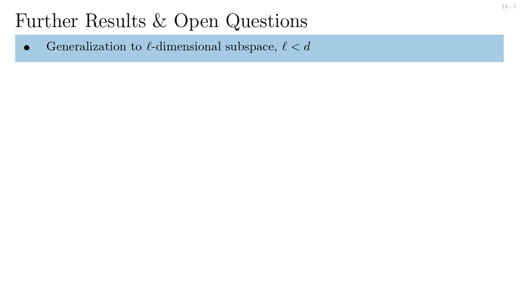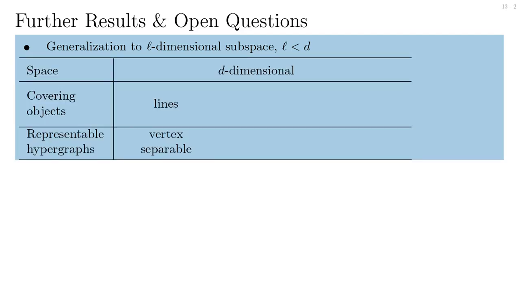Now, going to the further results, we were able to generalize our vertex separability property to L-dimensional subspaces. What I mean with this? So, in my talk, I talked about lines as covering objects in d-dimensional space, and we showed that all vertex separable hypergraphs have such representation. We are also able to give the polynomial recognition algorithm out of the proof of the main theorem.